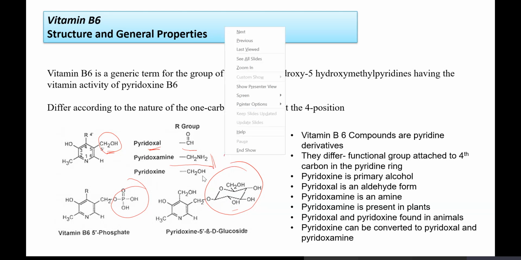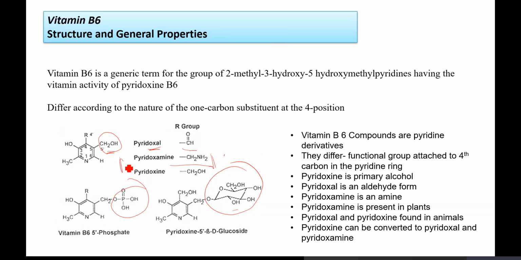Okay, so pyridoxamine is mostly present in animal sources, and pyridoxal and pyridoxine are present in the plant, sorry. Okay, so pyridoxine can be converted to pyridoxal and pyridoxamine; they can be interchangeable.